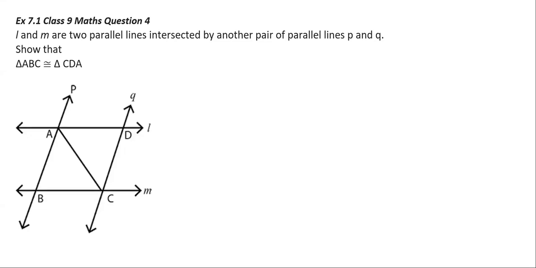In question number 4, that same exercise 7.1, it says L and M are two parallel lines intersected by a pair of parallel lines P and Q. That means we are given this line being parallel to this line, and the other pair, that is line P and then line Q, are also parallel. And they are acting as a transversal of each other.